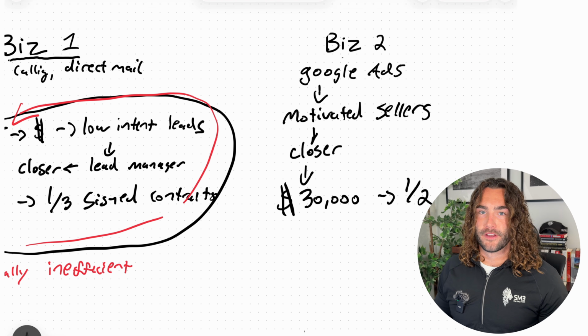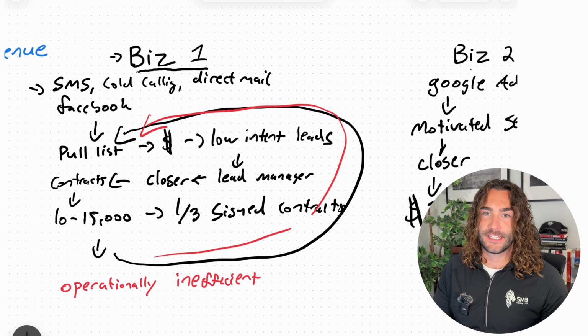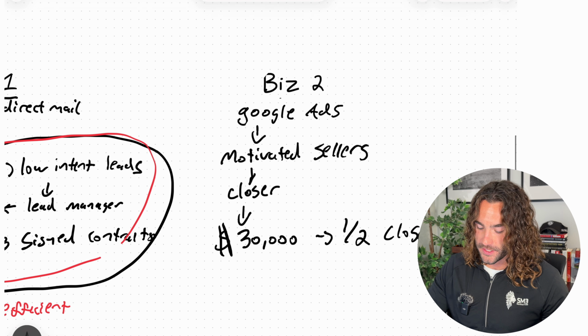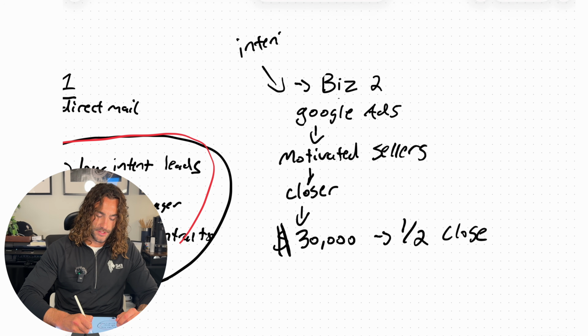Now I'm gonna make a second video breaking down how this business might require 50 to 60 leads per contract, and this business only requires 10 to 15. But for now, we're just gonna stay with this example. Because these are intent-based leads, it changes the entire scalability of the business.